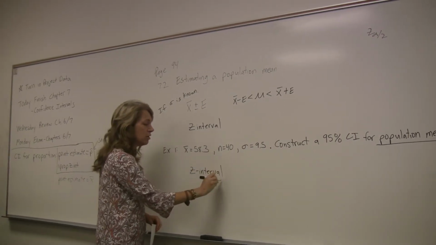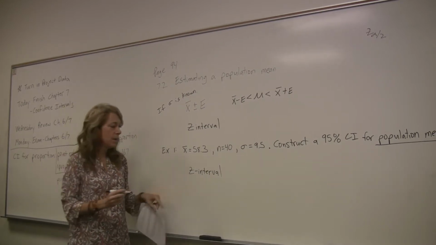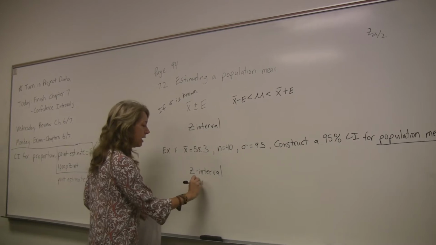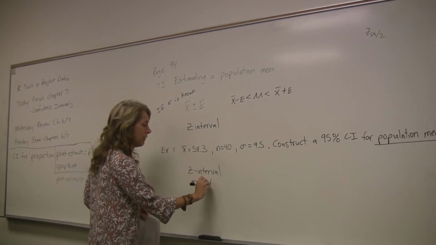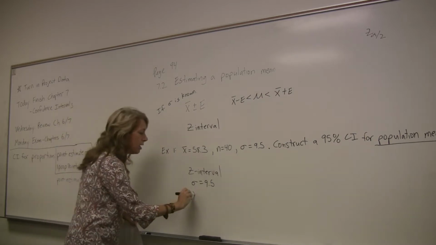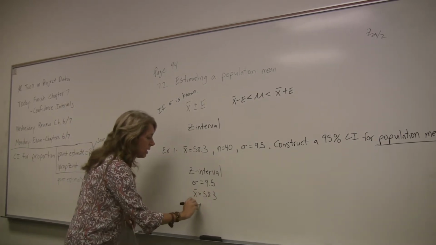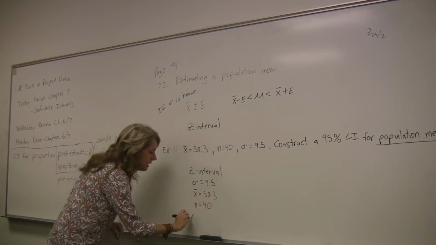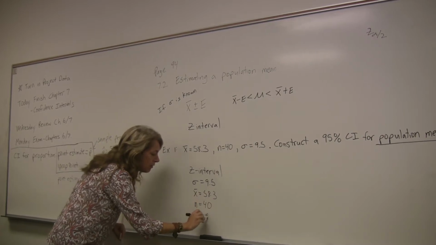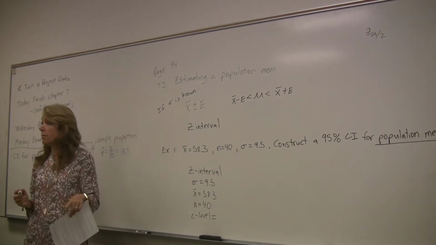You would tell me that you're doing z interval, so I know where you're going on your calculator. You would tell me what you're typing in for everything. So you would type in sigma equals 9.5, what's next? X bar, you tell me what you typed in there. And N and C level. N is 40, and then the C level, what do we put for C level? 0.95. It has to be in decimal form.